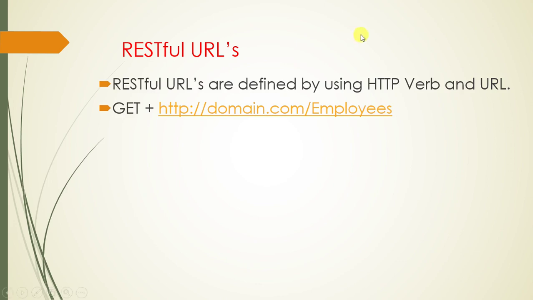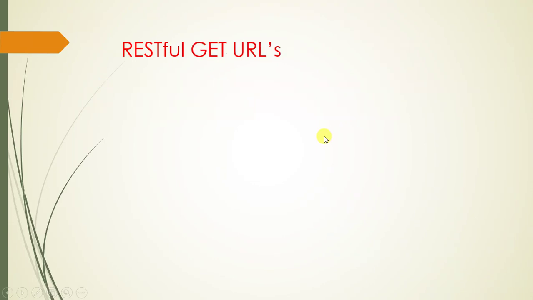In this video, we will discuss best practices for using RESTful URLs. In RESTful APIs, the URL plays an important role. RESTful URLs are defined by using an HTTP verb and a URL. For example, to get a list of all the employees, we need to use the GET HTTP verb, then we need to use this URL. By combining both of these, we will have RESTful URLs.